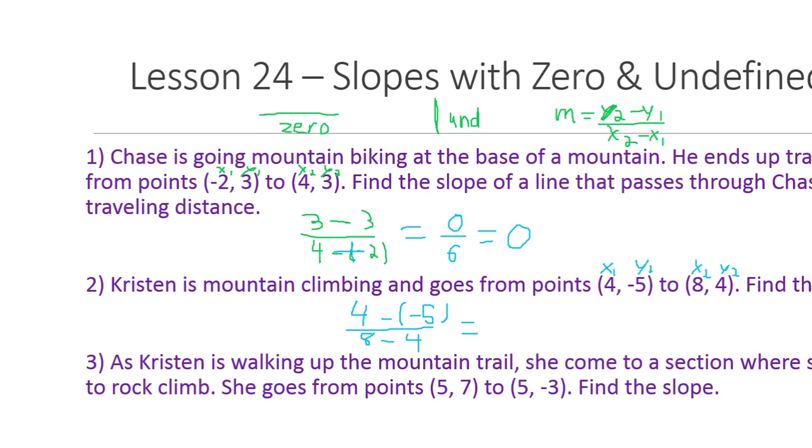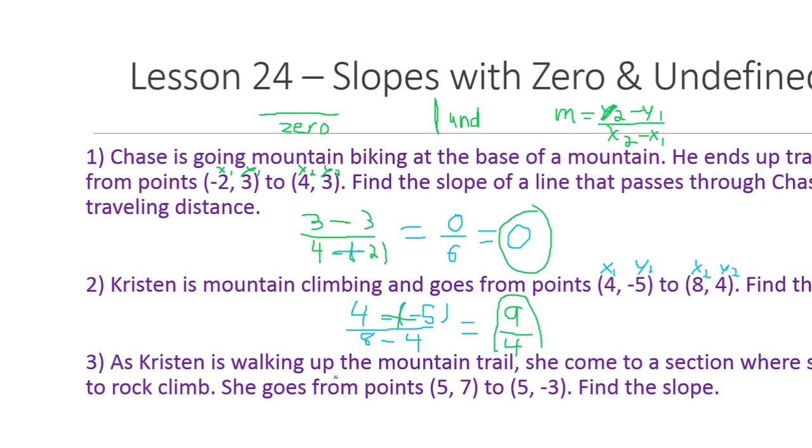Okay, so again, when we have the double negative, it's going to turn into a positive. So 4 plus 5 is 9. And then 8 minus 4 is 4. Now let's see, can we reduce that? Is there anything that goes into both 9 and 4? Nope. So that would be your slope. So this one would be 9 over 4. And then this one, again, was 0. That was your answer. Okay, let's try the last one.